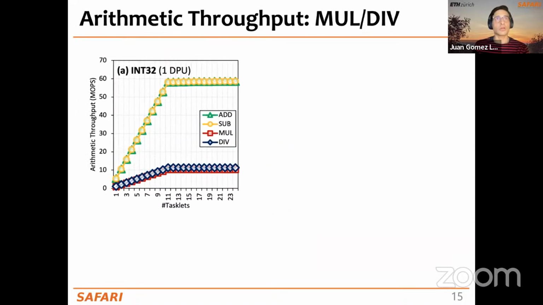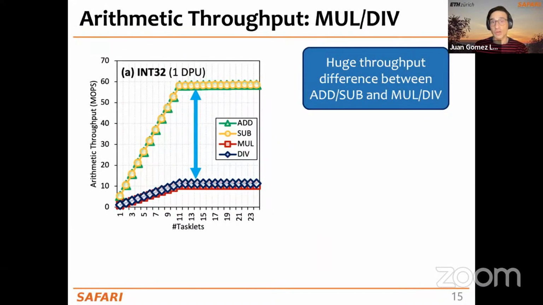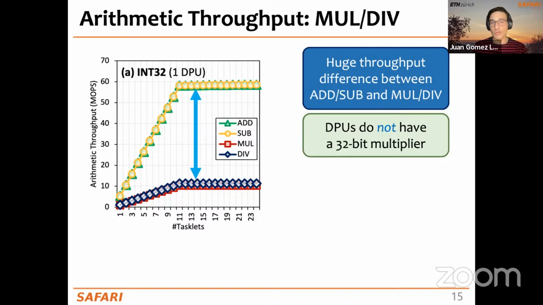Okay, another observation is the large throughput difference between addition and subtraction versus multiplication and division. The key reason is that there is no 32-bit multiplier. Remember that since the beginning we talked about the challenges of creating processing elements inside memory arrays. DRAM technology is very different from CMOS technology, so it's challenging to design a high-performance processor with DRAM technology, and this is the key reason why the DPUs don't have a 32-bit multiplier.